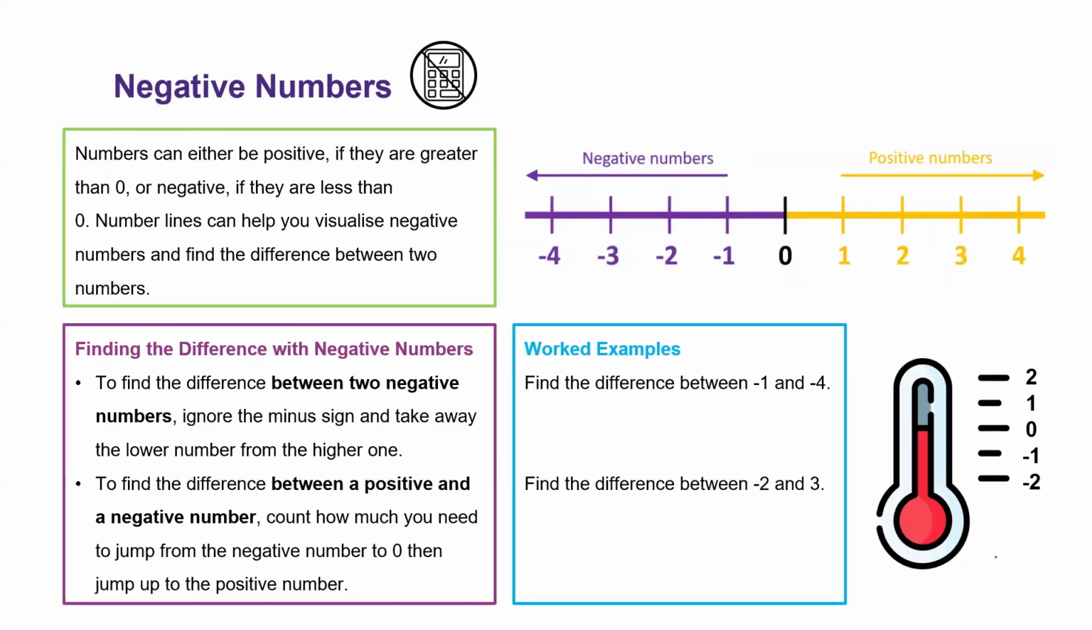Okay, let's jump to negative numbers now. So numbers can either be positive if they're greater than 0, or they can be negative if they are less than 0. I really recommend drawing out a number line or printing one out online to help you if you're finding these negative numbers difficult, because being able to visualize them can really help you answer them. And it's not to say that you're always going to have to rely on the number line to be able to do the negative numbers, but they're really helpful at practice.